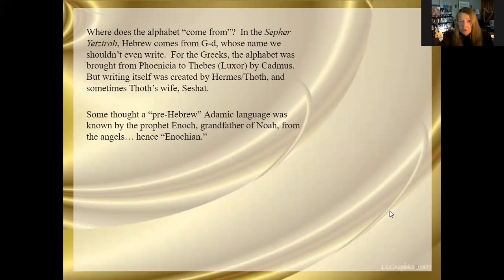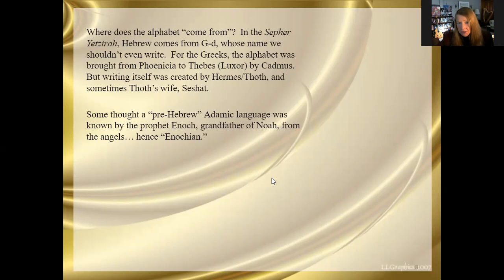There are some people who thought a pre-Hebrew Adamic language was known by the prophet Enoch. Yes, John Dee would be one of those. So would Edward Kelly, hence their later Enochian work, where they're trying to find the language of angels. And they even call the language not Enochian, but angelic. Enoch is the grandfather of Noah, and Enoch can talk to the angels.